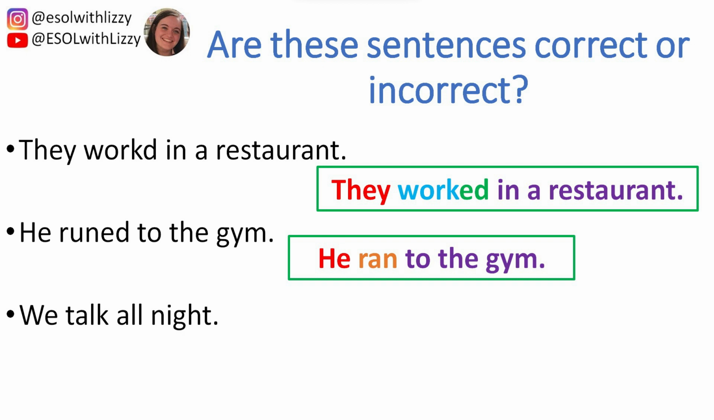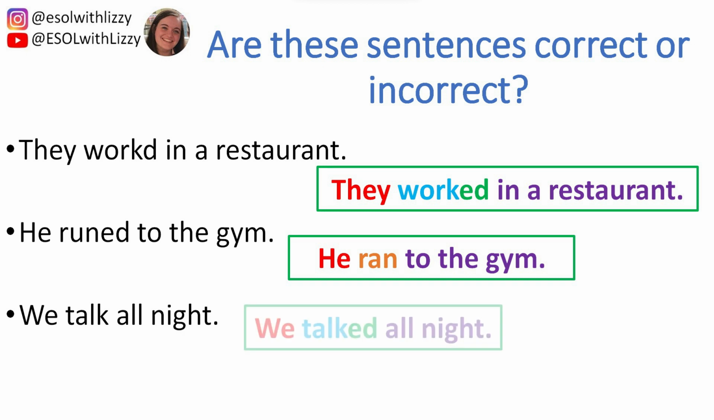We talk all night. What about this one? This one is incorrect. Talk is a regular verb, so we need a subject, we, the root verb talk, and then we need to add ed. We talked all night. Really well done, everyone.